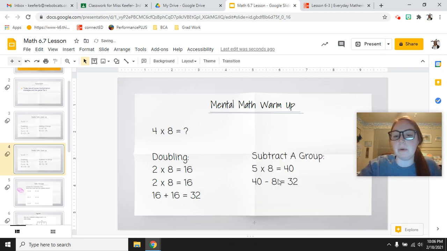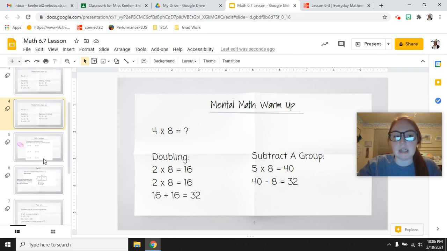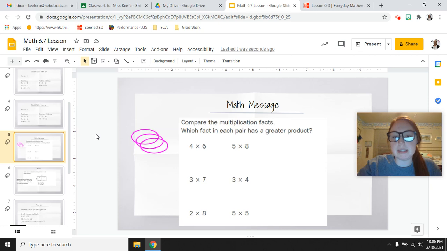A second way you could solve it would be subtracting a group. So maybe this was a strategy you used. A close helper fact to 4 times 8 could be 5 times 8, which equals 40. And then we would do 40 minus one group of 8, which would equal 32. Okay. So again, more strategies and just practicing them. All right, go ahead, erase your boards.